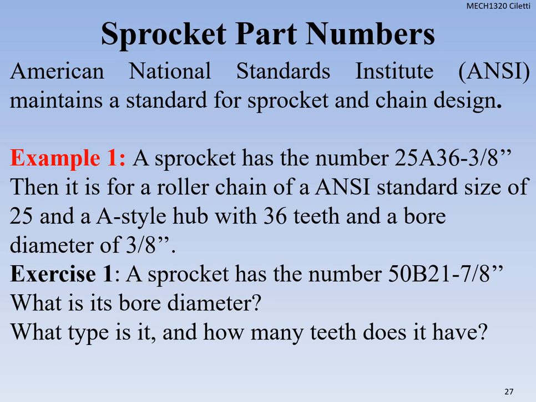We have a sprocket that has the number 50B21-7/8. What is its bore? Pause the video and answer these questions, and then you'll see if you're right as we go through it. If we take a look at this, its bore is 7/8. It's a type B, which means it has a hub on one side. And how many teeth does it have? It has 21 teeth.